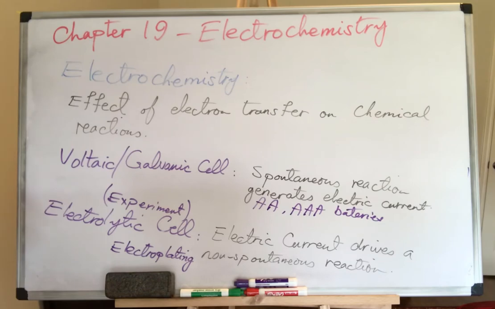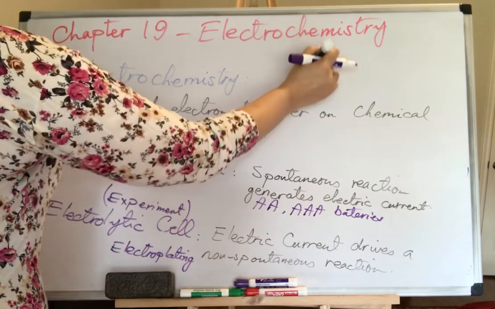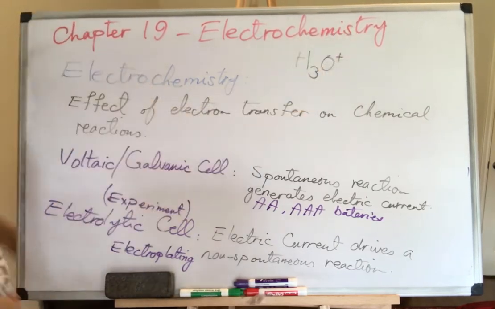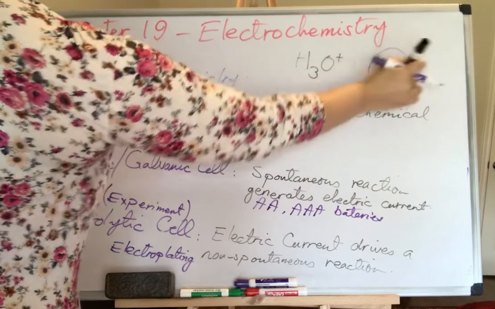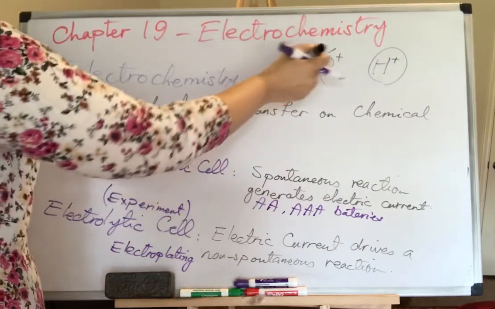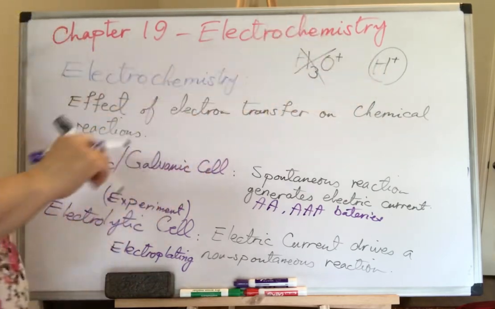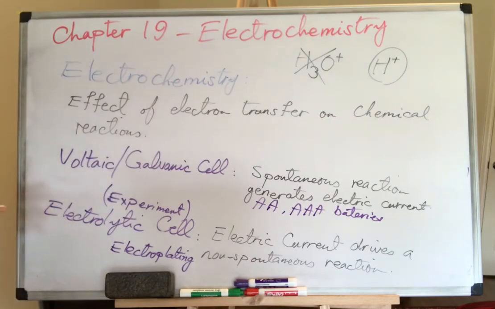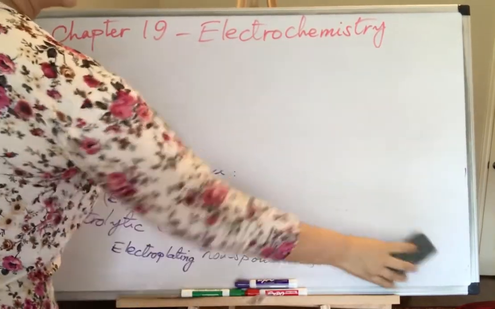One thing before we start this chapter is that for acids and bases and for equilibrium, you used the H3O+, hydronium ion. So instead of hydronium ion, we use a simpler notation, which is just hydrogen ion. They are the same, but instead of hydronium ion, we use its simpler form, which is called proton.